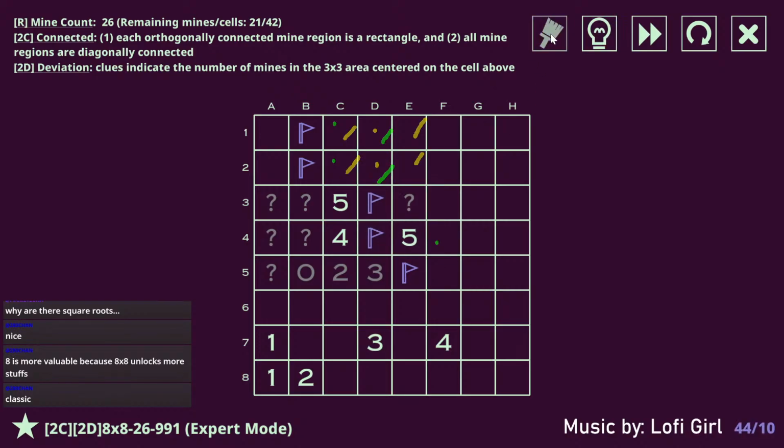Oh, connectivity. Yellow is not connected. These mines are... Yeah, okay. Connectivity is a real issue there. That resolves all of that. 5 is now done.